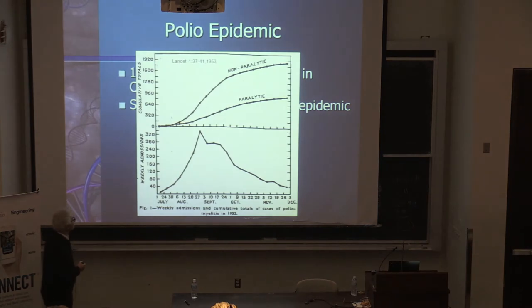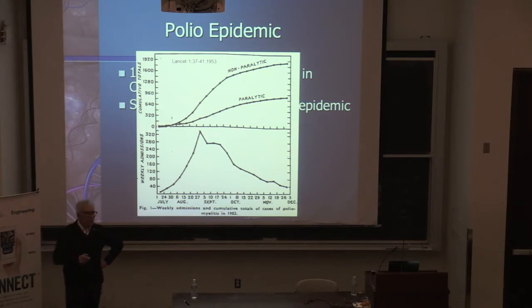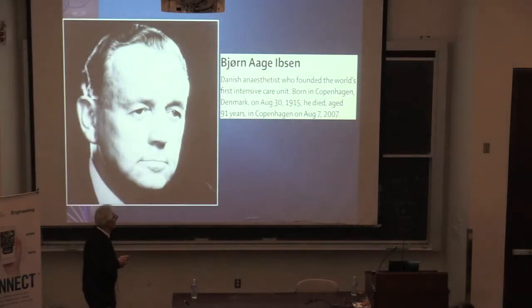And just to show you how terrible it is, this is the number of patients admitted to one hospital, the respiratory hospital. On the x-axis, each one is a week, so these are weekly admissions. And you can see at one point there were 300 admissions per week of patients with polio, and about half of them had paralytic polio. That means their polio was so bad they couldn't breathe on their own. And many of them died. In fact, the mortality rate was about 80%. It wasn't clear why they died.